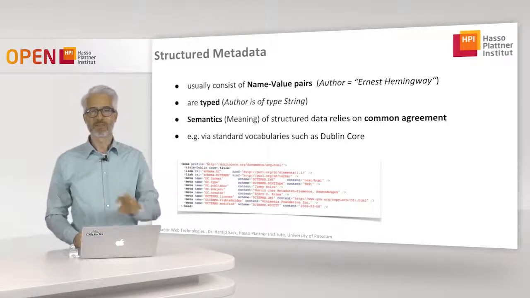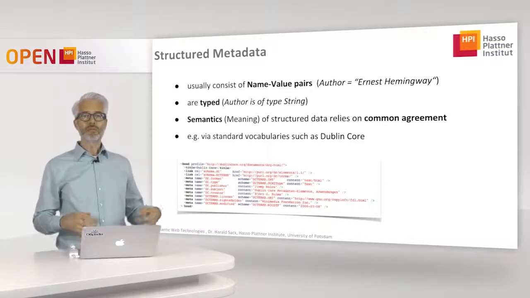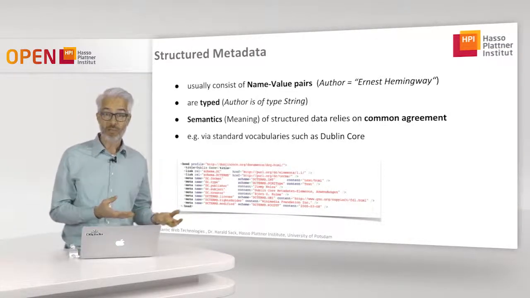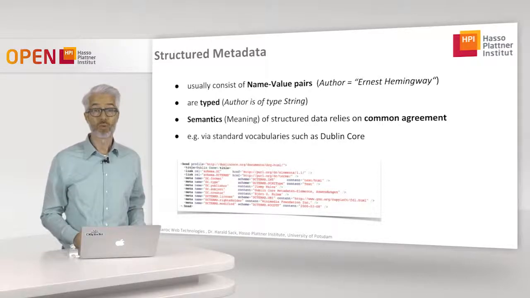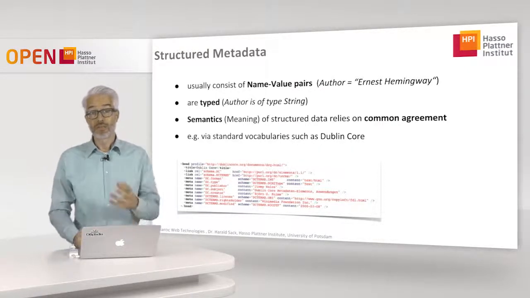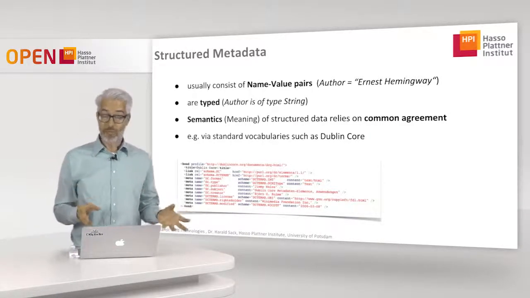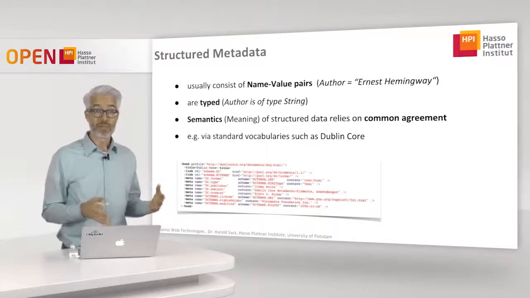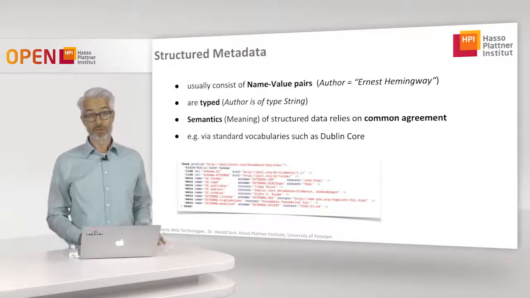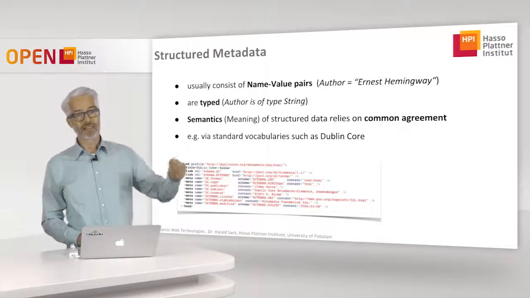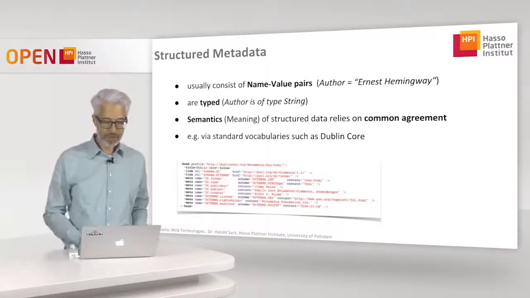And the semantics, the meaning of the structured metadata, usually relies on some kind of common agreement between the people who use this metadata to describe their own objects and the people who use this metadata again to find, for example, this object or to do something with that object and entity. And you can use, for example, standard vocabularies for annotating resources, also web resources, with structured metadata. For example, in the bibliographic domain, there is a vocabulary called Dublin Core, which is rather popular there. There you can give the title of a book or the author of a book.